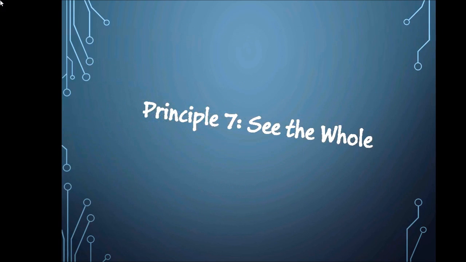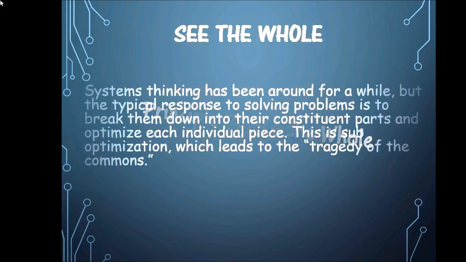And here's the final principle: see the whole. Systems thinking has been around for a while, but the typical response to solve a problem is to break it down into its constituent parts and optimize each individual piece. This is sub-optimization, which leads to the tragedy of the commons.